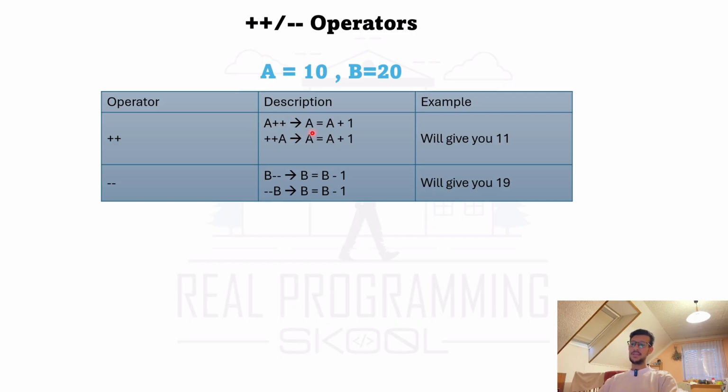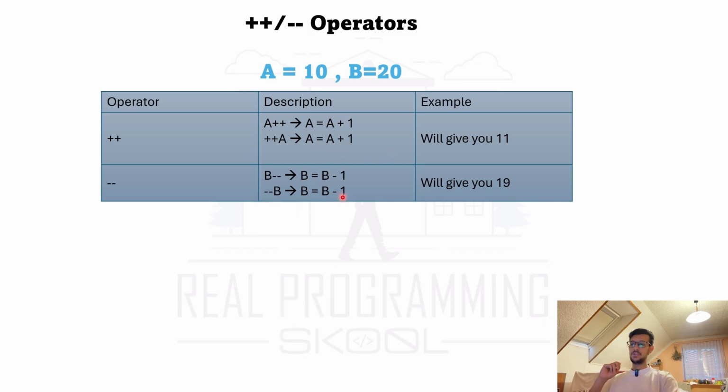A plus plus is exactly the same as writing a equal a plus 1. So the final result will be 11. Why? Because the compiler will go to the value of variable a and add 1 to it. So instead of 10, the value will be 11. And if you write plus plus a, it's also exactly the same as a equal a plus 1.